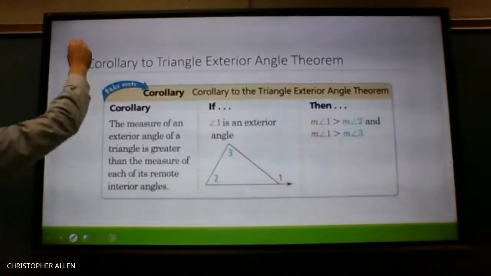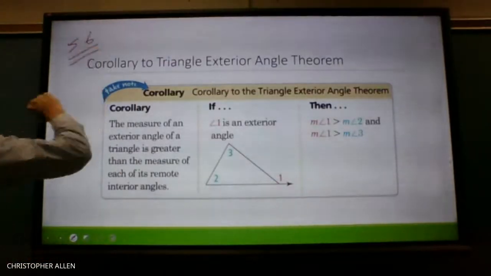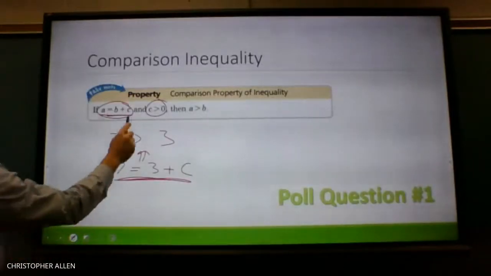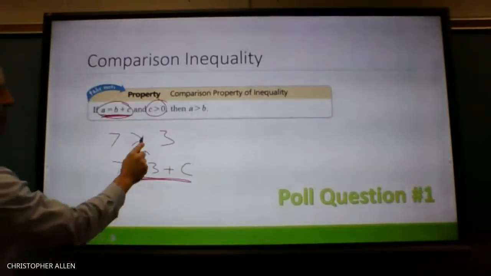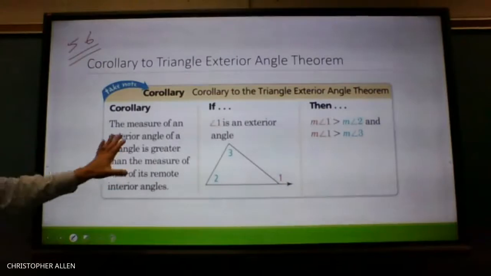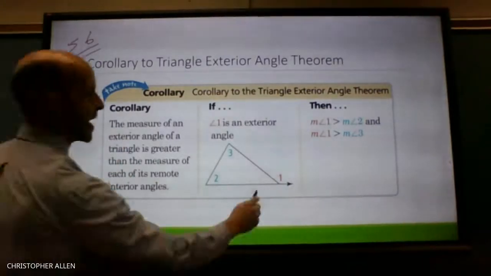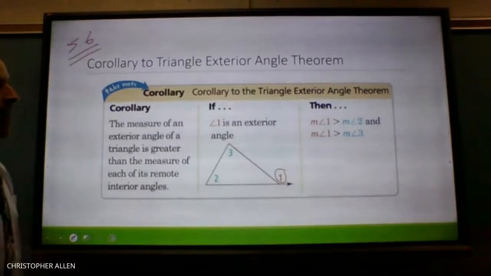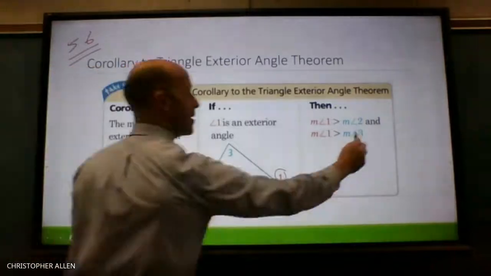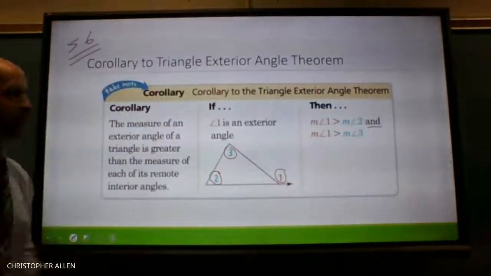So now we're going to get into section 5.6, which is about triangle exterior angles and ordering sides and angles of a triangle. Here's what this one says, and it's going to use this property. If I know that 7 is greater than 3, then I know that 7 is equal to 3 plus some amount. So this theorem says that the exterior angle 1 has to be greater than angle 2 in measure, and it also has to be greater than the measure of angle 3.